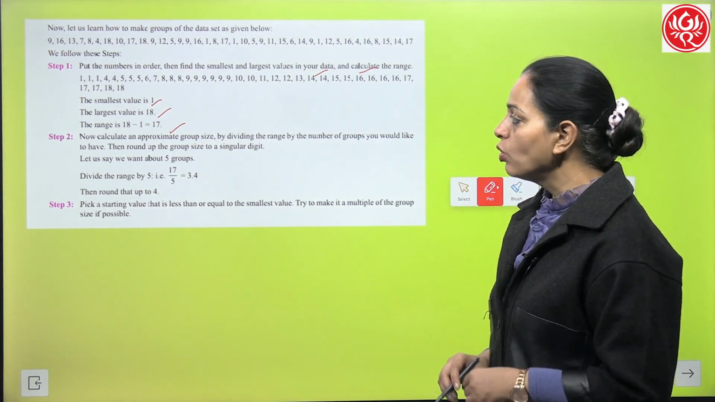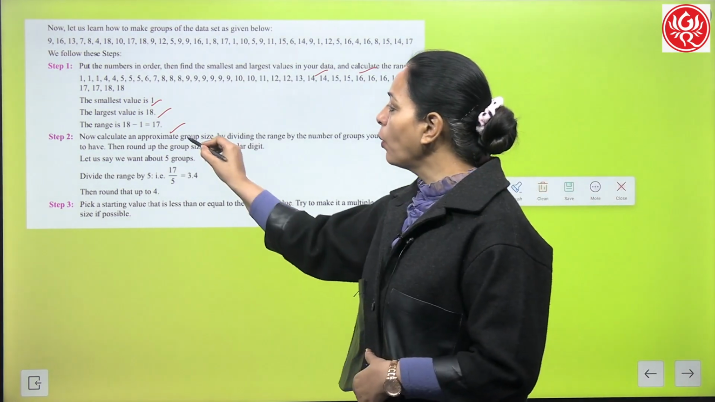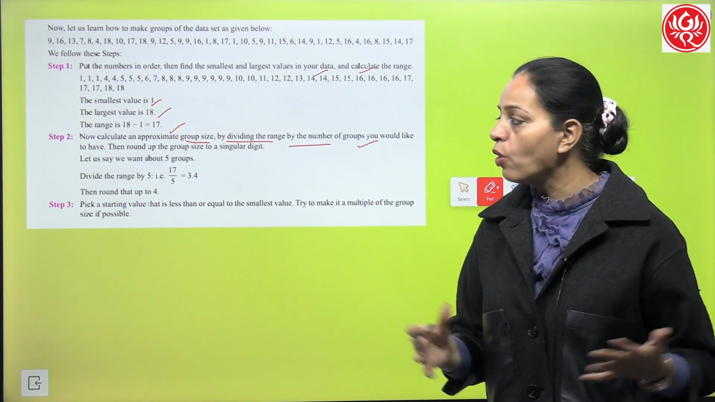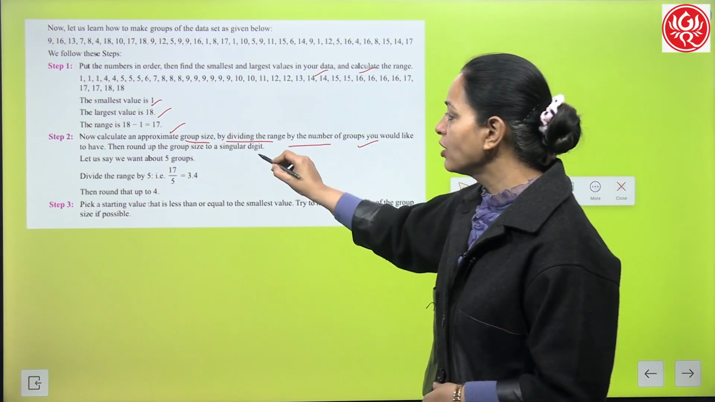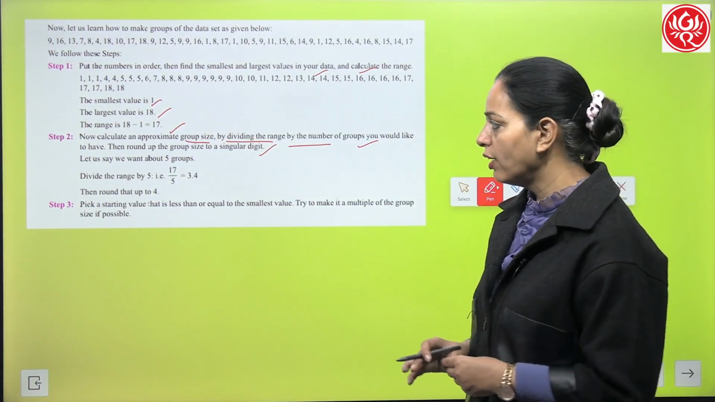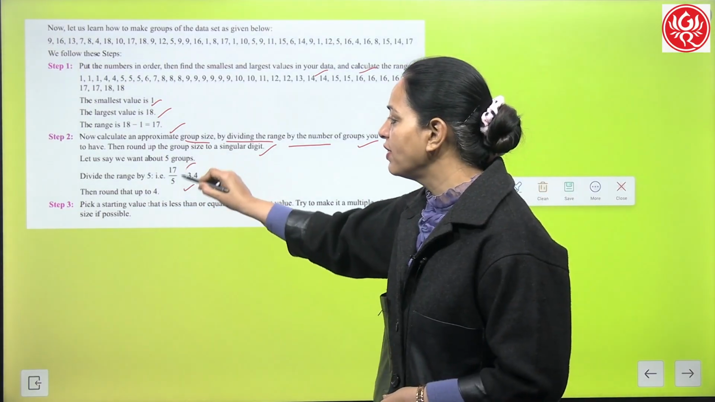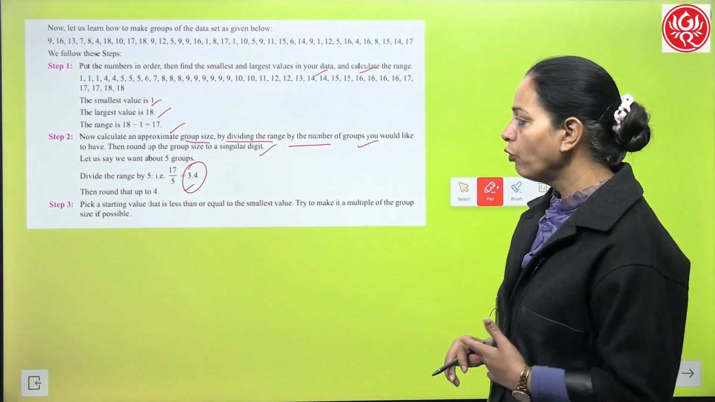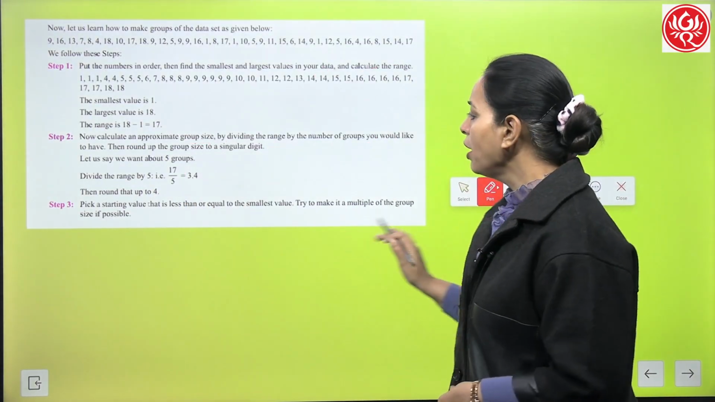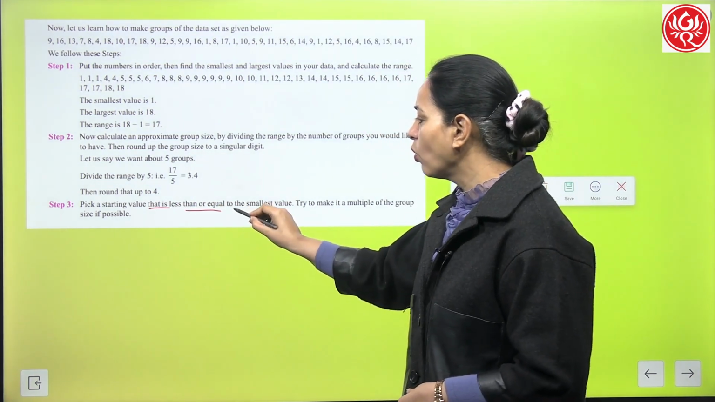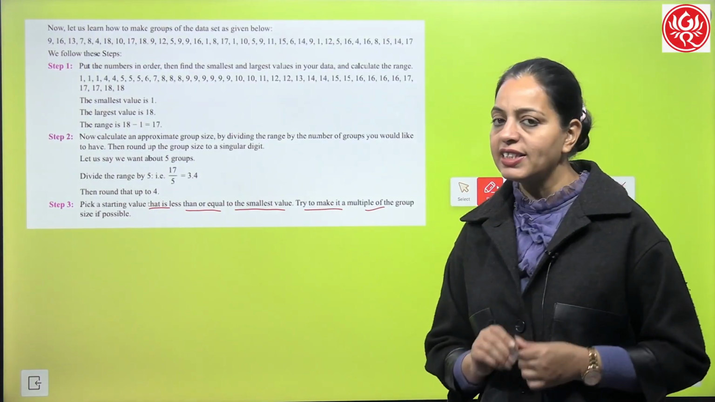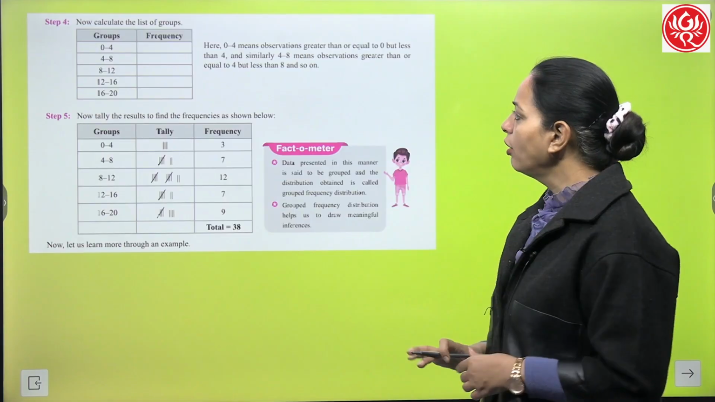Okay. Now step 2. Now calculate an approximate group size by dividing the range by the number of groups you would like to have. Then round up the group size to a single digit. So let us say we want about 5 groups. So here divide the range by 5. 17 divided by 5 is 3.4, then round that up to 4. Okay. Now step 3. Pick a starting value that is less than or equal to the smallest value. Try to make it a multiple of the group size if possible. So see here what to do.